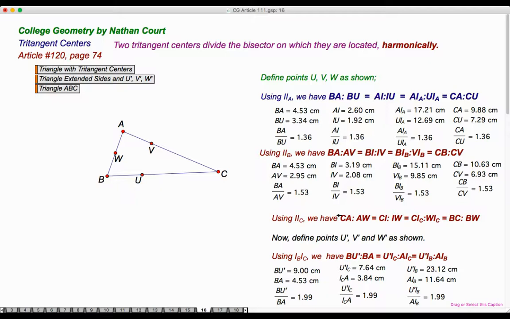Hi, let us discuss Article 120 this time, okay? Two tritangent centers divided by sector on which they are located harmonically.